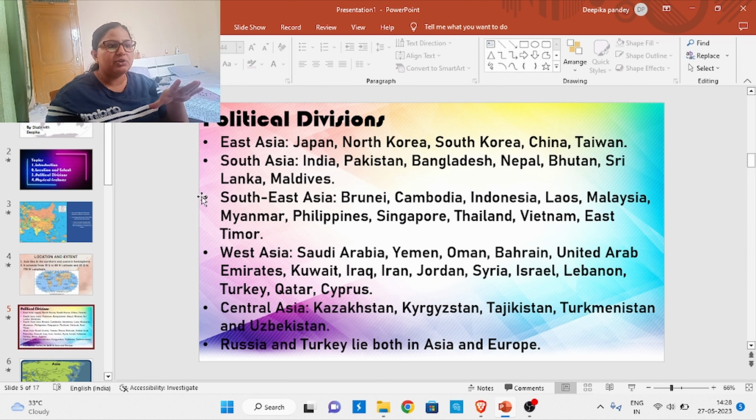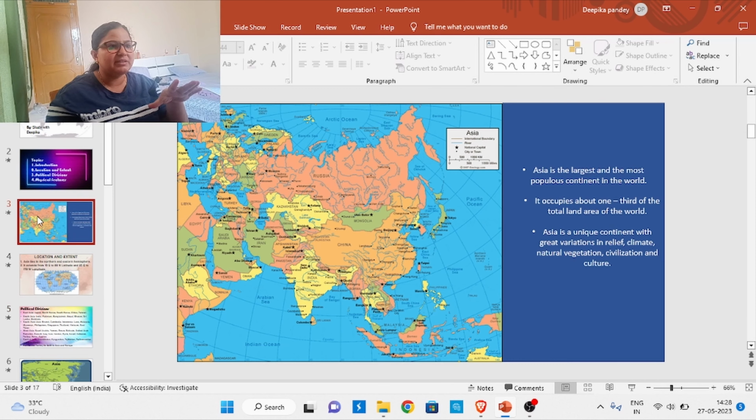So when I'm talking about East Asia, children, you can see this is the entire continent. If I'm talking about direction, obviously this is going to be the north direction, this side is going to be the east, here it is south, here it is west. Okay, and in between east and south is your southeast, right?